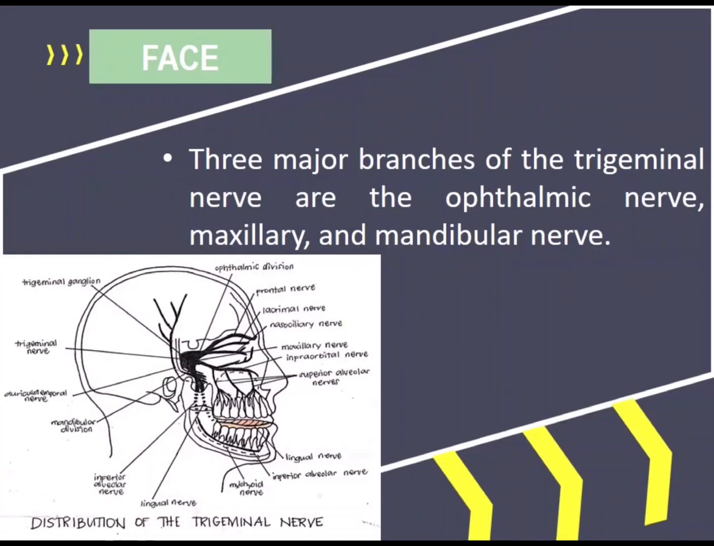The three major branches of trigeminal nerve are the ophthalmic nerve, maxillary, and mandibular nerve. As you can see, at the left part, we see trigeminal ganglion, trigeminal nerve, auriculotemporal nerve, mandibular division, inferior alveolar nerve, lingual nerve, mylohyoid nerve, inferior alveolar nerve, lingual nerve, superior alveolar nerves, maxillary nerve, infraorbital nerve, nasociliary nerve, lacrimal nerve, frontal nerve, and ophthalmic division.